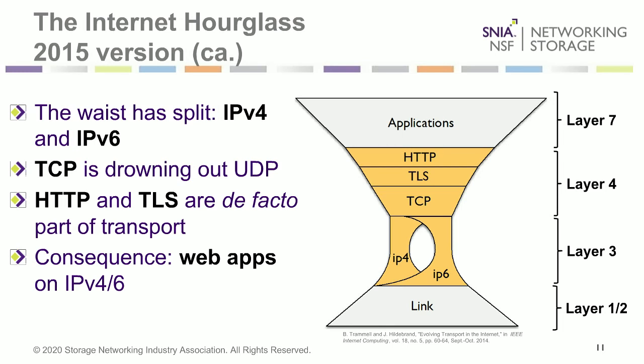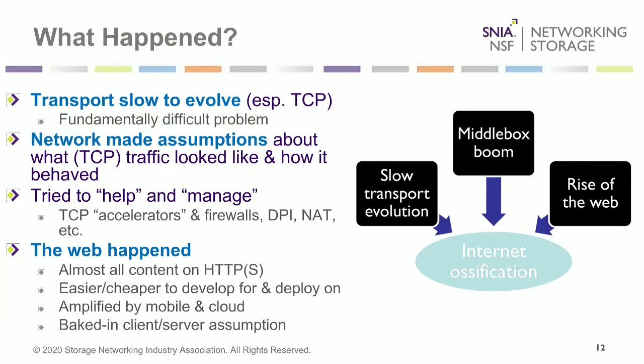TCP has drowned out UDP in terms of traffic volume. HTTP and TLS are de facto part of the transport now. You're not building a new application that doesn't run on TLS, and you probably don't build one that doesn't run on top of HTTP either. So the consequence really, these days, is web apps on top of IPv4 and IPv6 that we're seeing. And why is that, right?